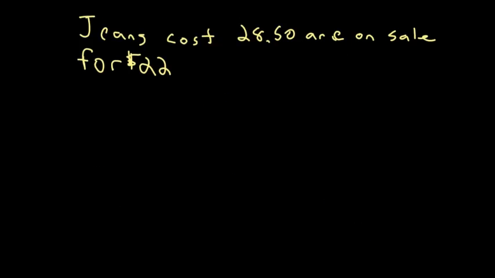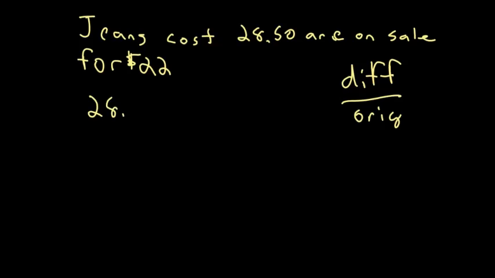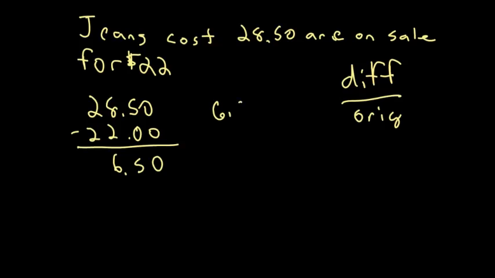Alright, so let's say a pair of jeans cost $28.50 and they're on sale for $22. So again, it's going to be the difference over the original. So first find the difference, $28.50 minus 22. It's going to be $6.50. So you're going to put that difference, $6.50, over the original of $28.50.